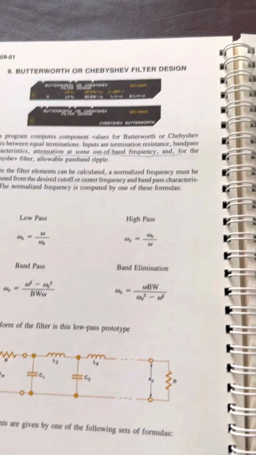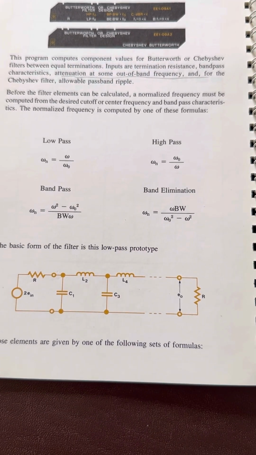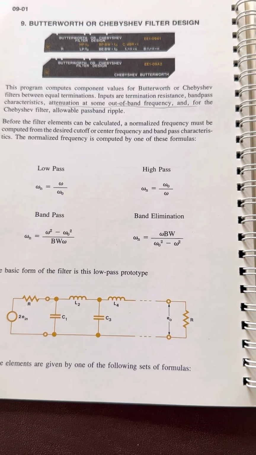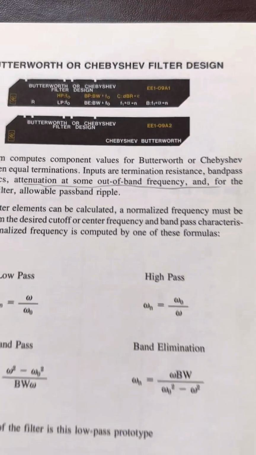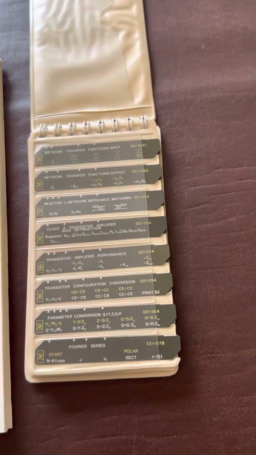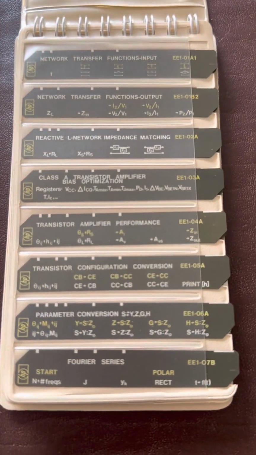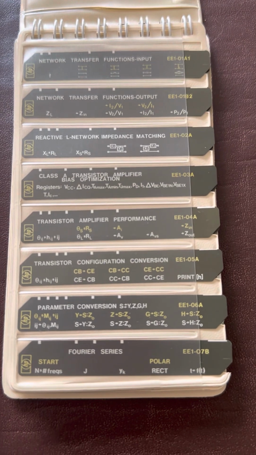And here's an example of designing a ladder type passive filter, either high pass or low pass, of the Butterworth or Chebyshev type. And again, it came with the package. And here you see the magnetic cards.